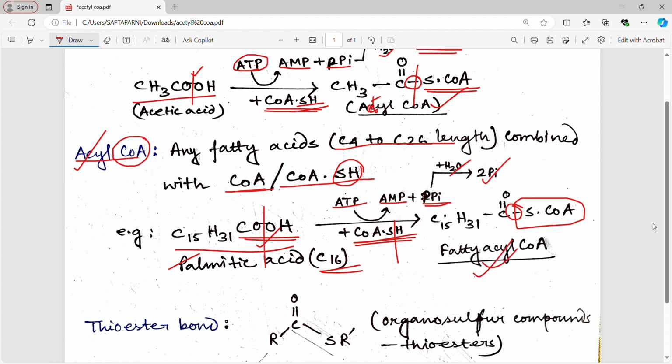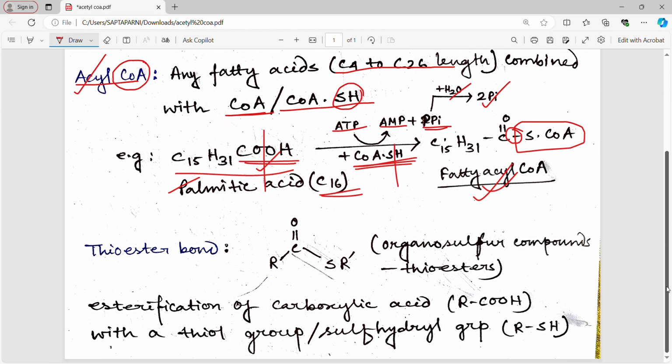Now in both acyl CoA and acetyl CoA we can see a carboxylic acid containing group is reacting with coenzyme A which has a sulfhydryl group, and forming a thioester bond. Now what is a thioester bond? This is the thioester bond.